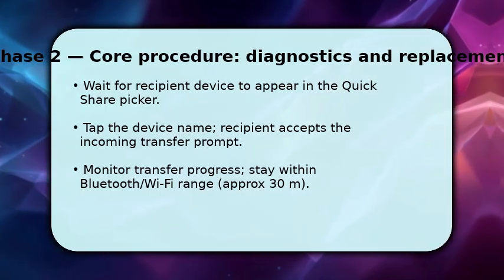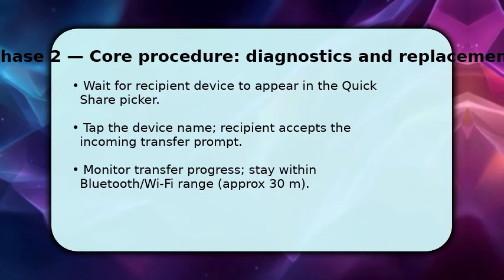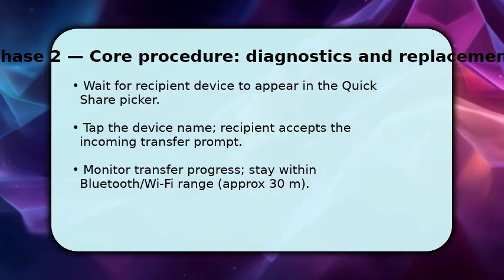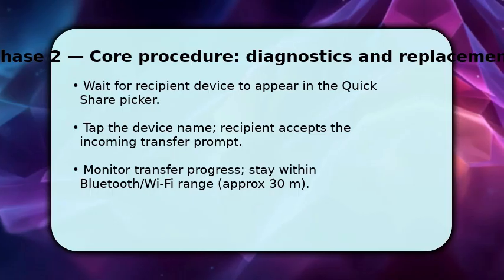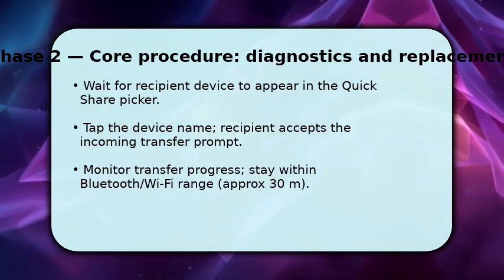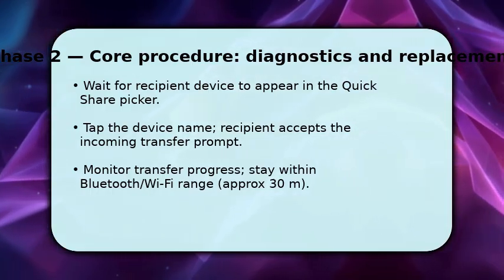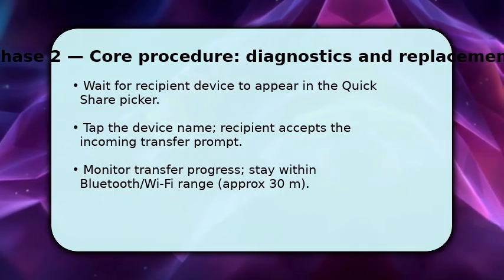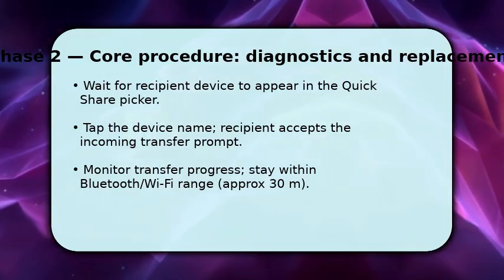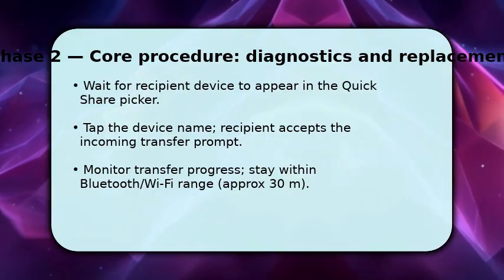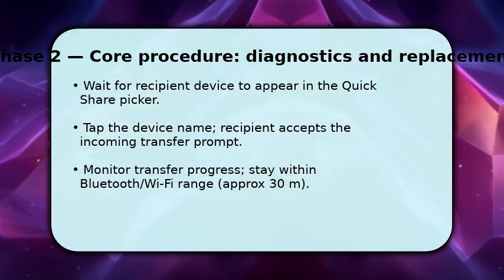Tap the desired device name, then ask them to accept the incoming transfer prompt. Acceptance completes a secure handshake. Once accepted, the files transfer over a fast local Wi-Fi link. Watch the progress indicator and keep both phones within range. This method avoids cloud uploads and is faster for large photos or videos.